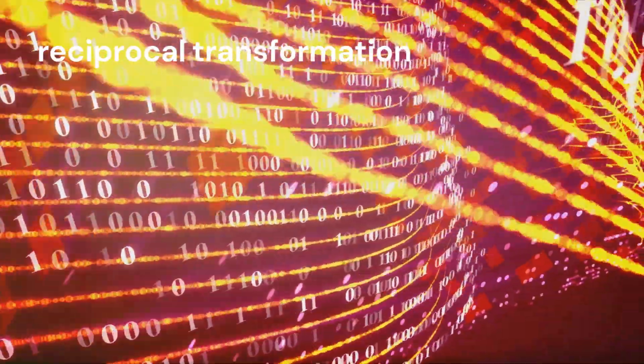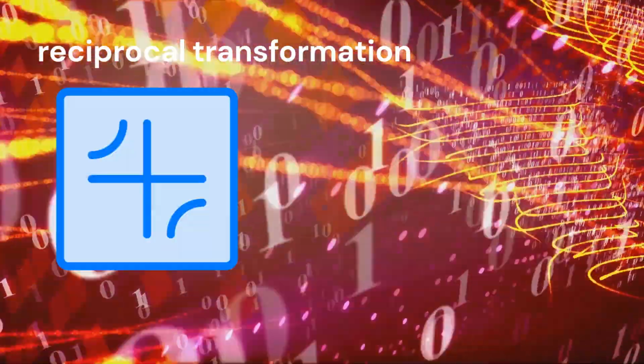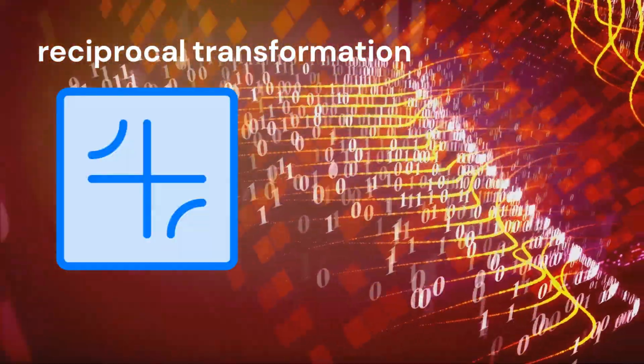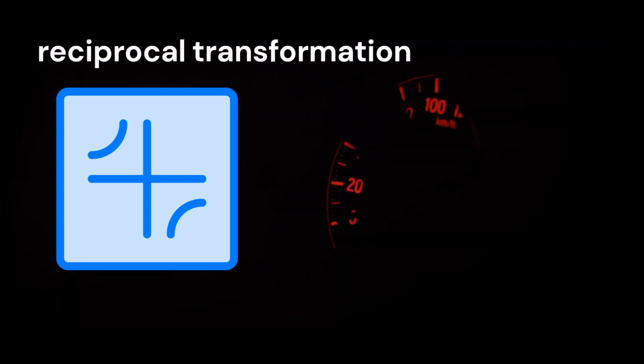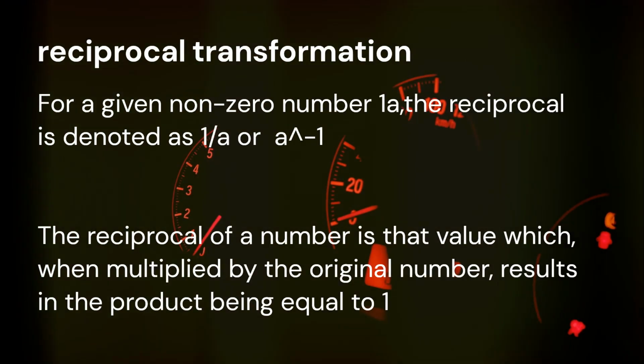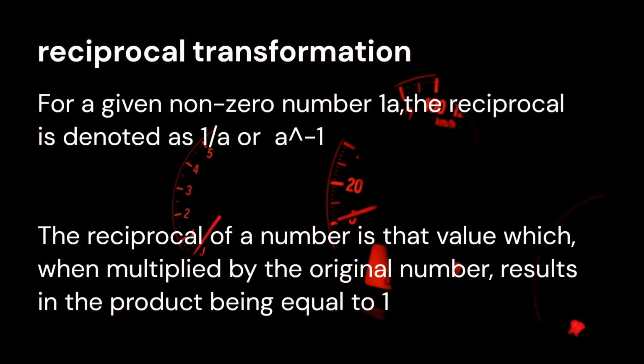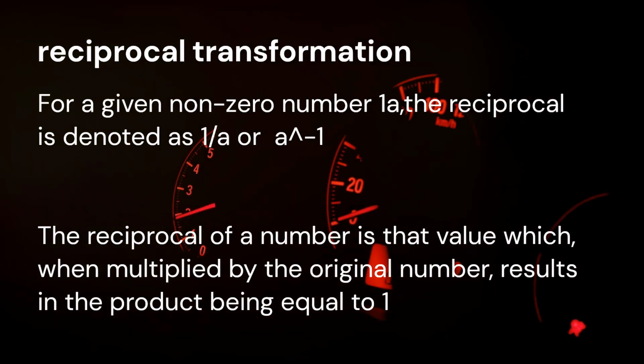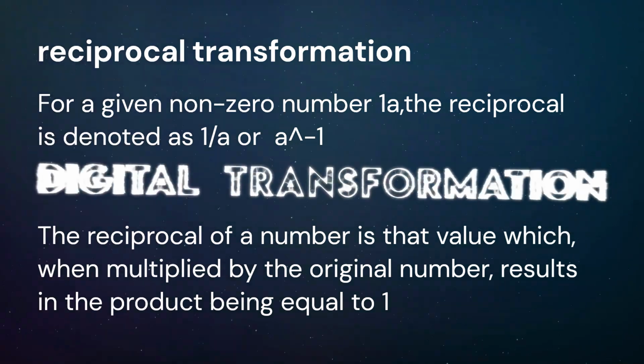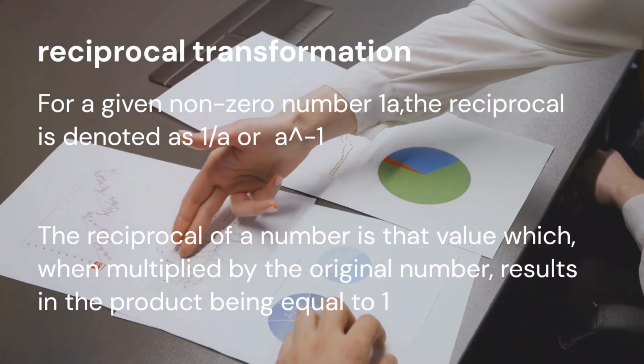Enter the reciprocal transformation. This is a powerful tool, particularly when dealing with data that has a hyperbolic shape. The reciprocal transformation is the act of taking the reciprocal or the mathematical flip of each data point's value. In other words, if you have a data point with a value of 2, its reciprocal would be 1/2.